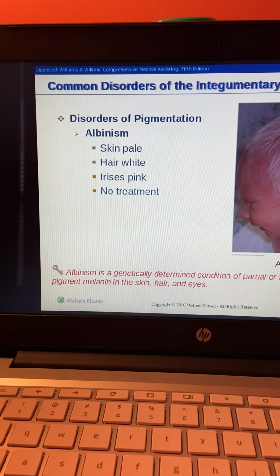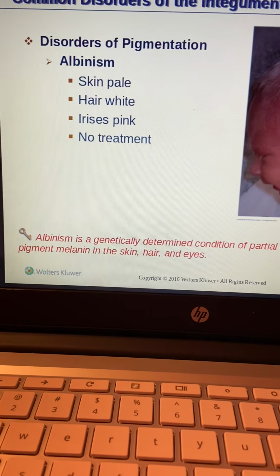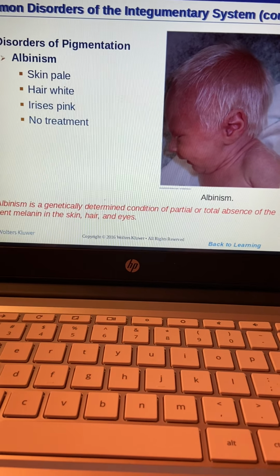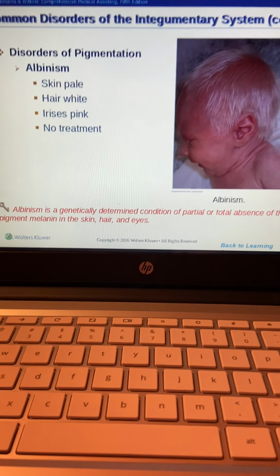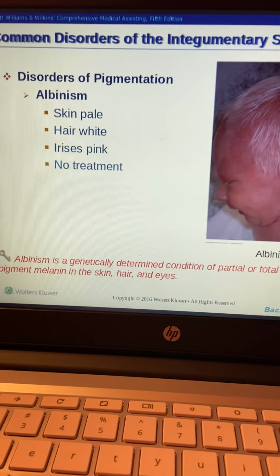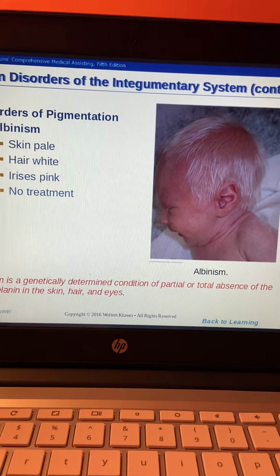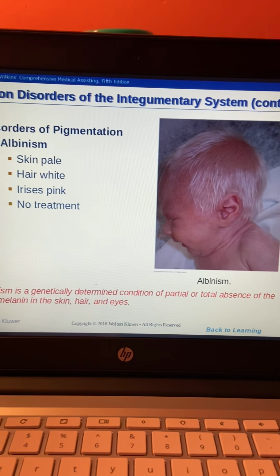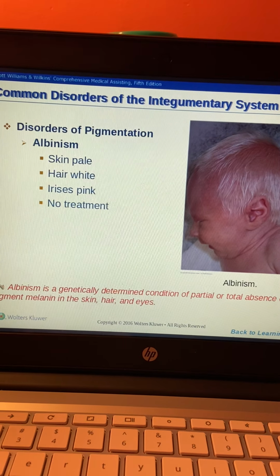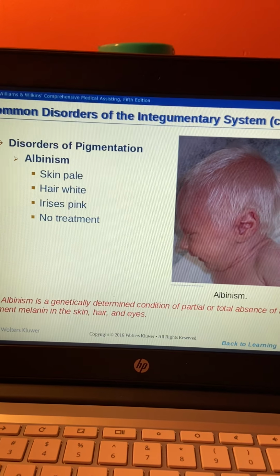So some of the disorders of pigmentation. The first one they talk about is albinism. Albinism is a genetically determined condition of partial or total absence of the pigment melanin in the skin, the hair, and the eyes. So for albinism, the skin is pale, the hair is normally white, the irises in the eyes are pink, and there is no treatment. So because there is no pigment, it's important to protect the underlying eye structures from ultraviolet rays of the sun. Eye problems may develop as a result of this disorder.